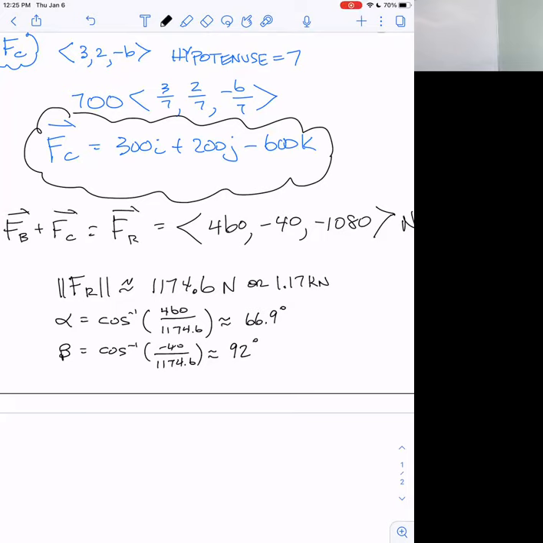Where is right there? Right there. Oh, 92 degrees. Yeah, that kind of makes sense, doesn't it? A little past 90. No wonder it said 92. It's kind of cool to be able to think.